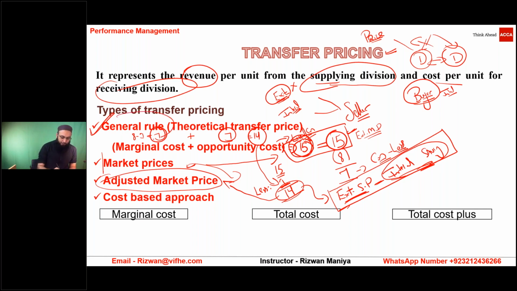So the general rule is basically the market price, or an adjusted market price if there is any saving. The general rule brings you back to the market price, or to the adjusted market price if there is a saving. Agreed? Covered all these things. Cost base, transfer price. Okay. So I've covered the main types: the general rule brings you back to the market price, or the adjusted market price if there is a saving.